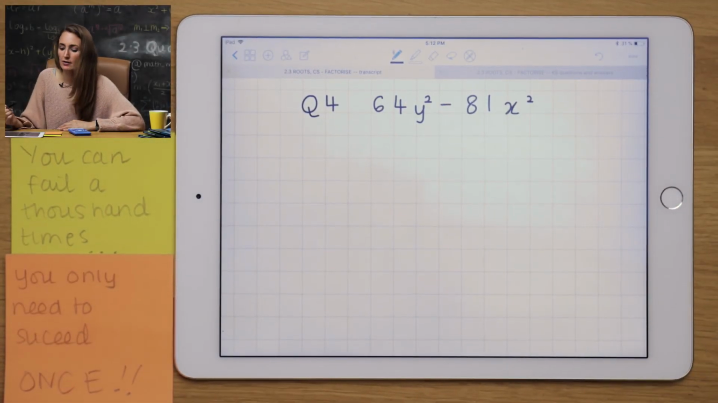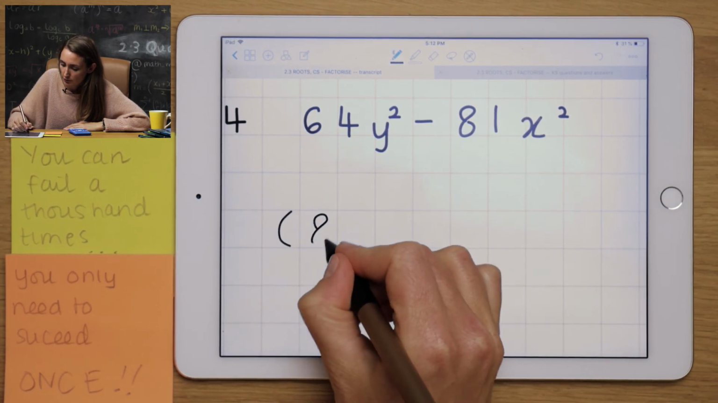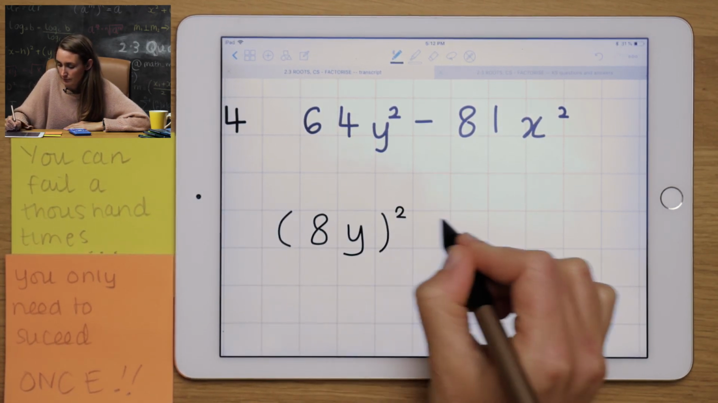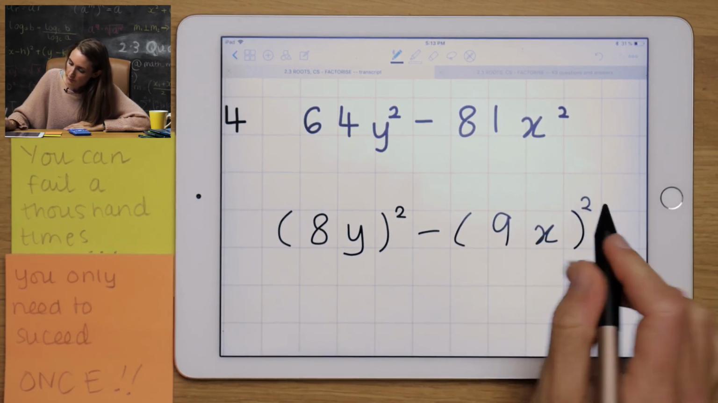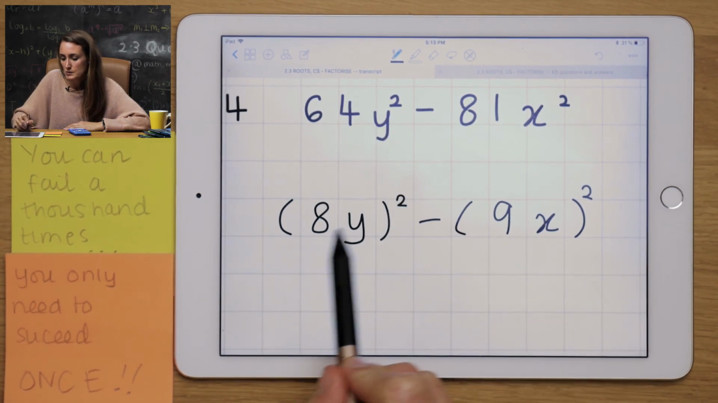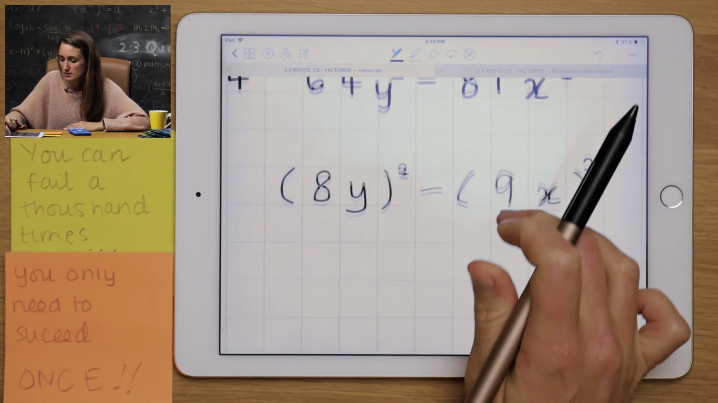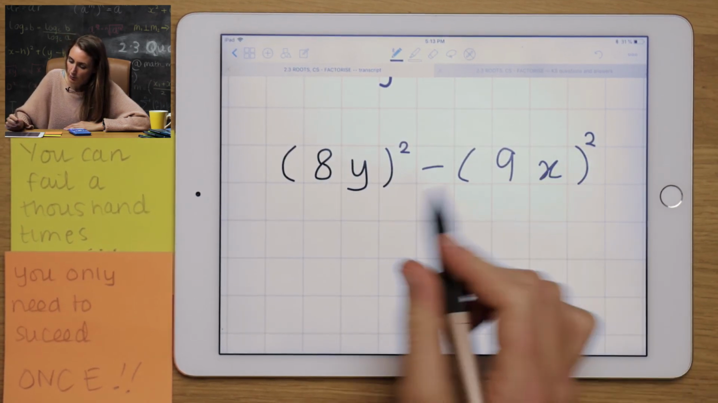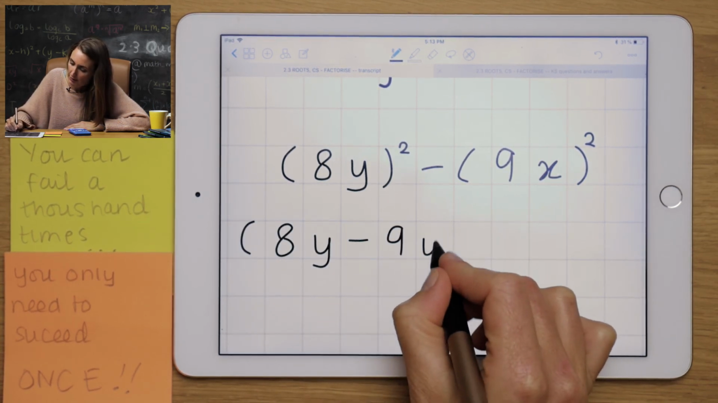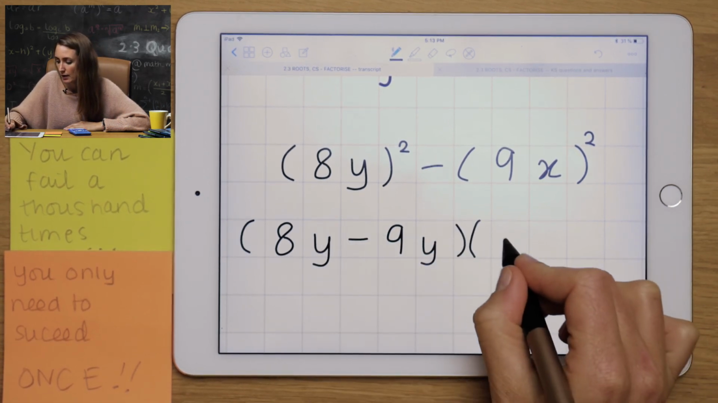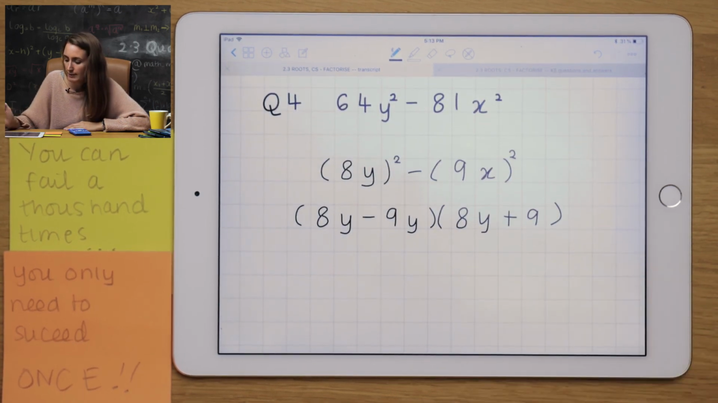In question 4, we're not asked to graph anything, but it's just a bit of a tricky factorization. You want to put both of them as squares. So 64 is y squared, so you want the square to be outside the bracket. And 81 is 9 squared. So this will become my a and this will become my b. And the factorization will be 8y minus 9, a minus b, times by 8y plus 9, that's a plus b.